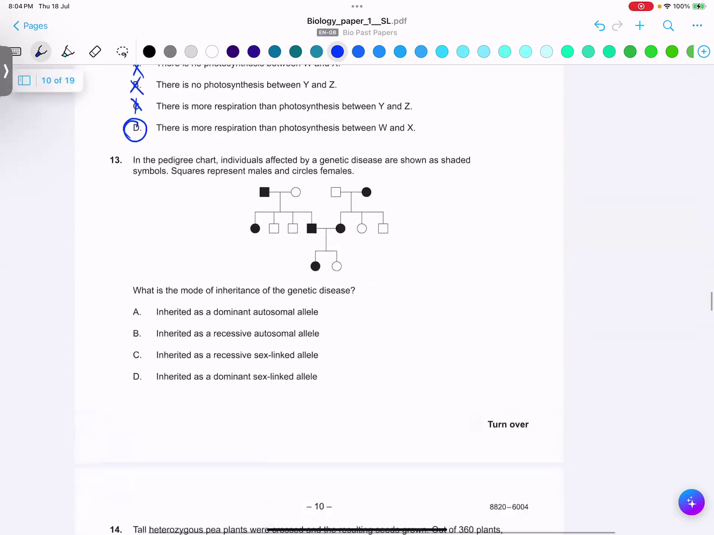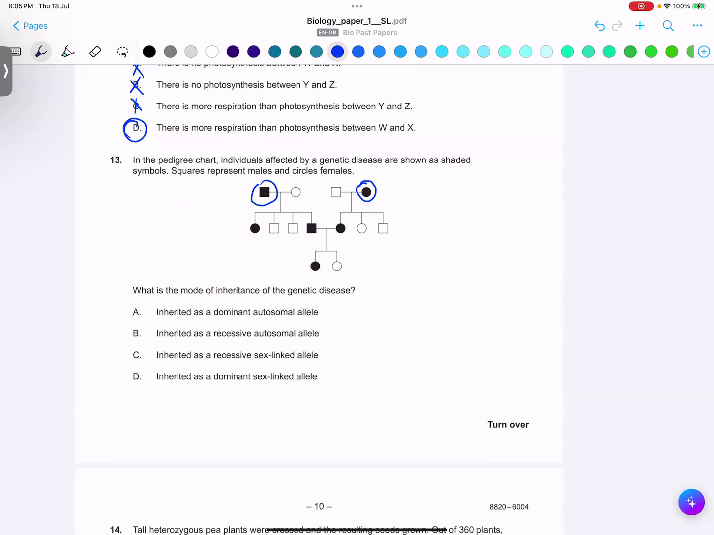So question 13 says, in the pedigree chart, individuals affected by genetic disease are shown as shaded in the symbol. So when they're shaded, it means that they are affected with the disease, right? And we know that squares are males and circles are females. This is something you should know while you're studying for your IB exams. What is the mode of inheritance of the genetic disease?